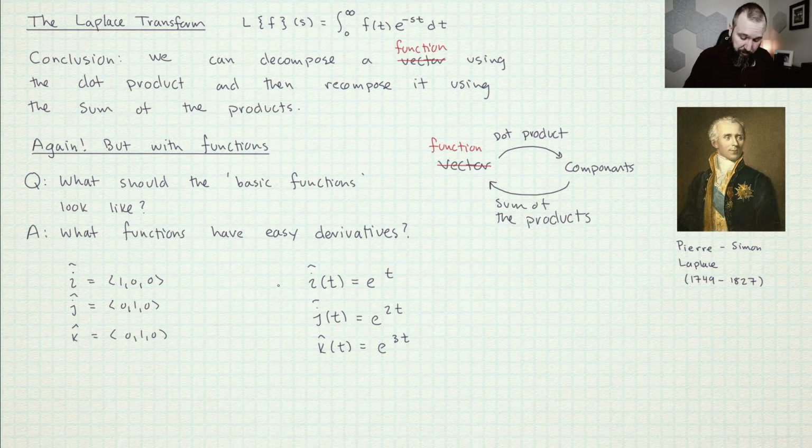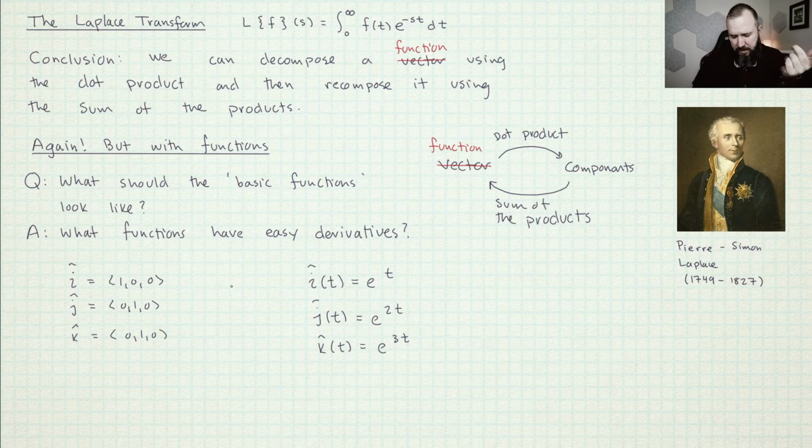So here I've done it. I've picked some really basic functions. I here could be e to the t, j, the second coordinate, could be e to the 2t, and k could be e to the 3t. And there I've done it. I've come up with a bunch of very basic functions that we could use to decompose our original function. But there's a little bit of a problem.